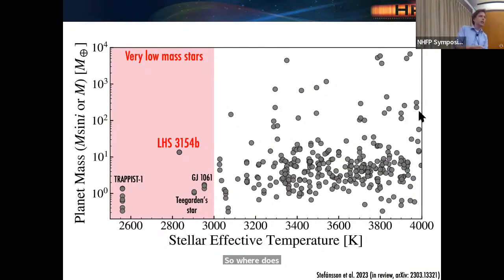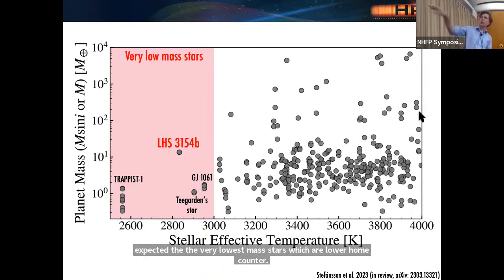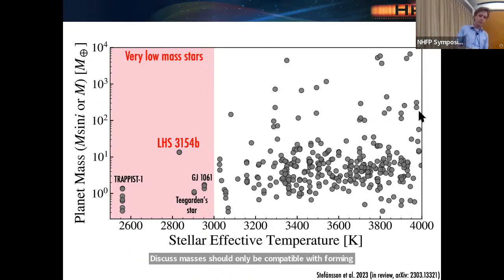This is where it lands. It's an order of magnitude more massive than any of the other planetary systems known. And it's actually raising a number of different questions about how such a planet might have formed. Expectations from planet formation theory are that the very lowest mass stars, which have lower protoplanetary disk dust masses, should only be compatible with forming these one Earth mass planets.